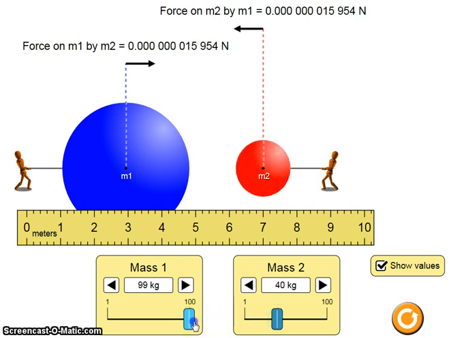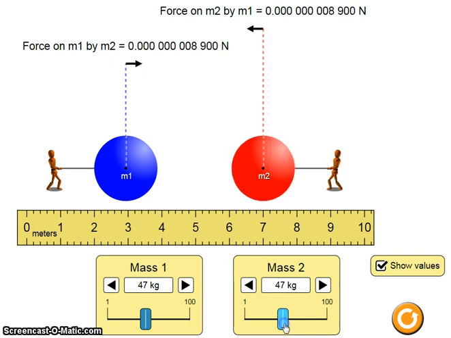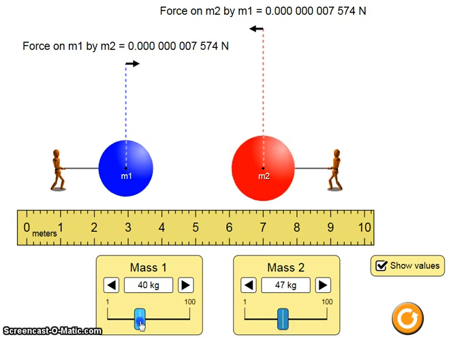It's important to know that, say, if this is at 48 or 47 and this is at 40, you can see what the force is. But if I change the red sphere to 47 and the blue sphere to 14, the force is still the same. This is because gravitational force is shared between the two objects and it acts on each in equal amounts.